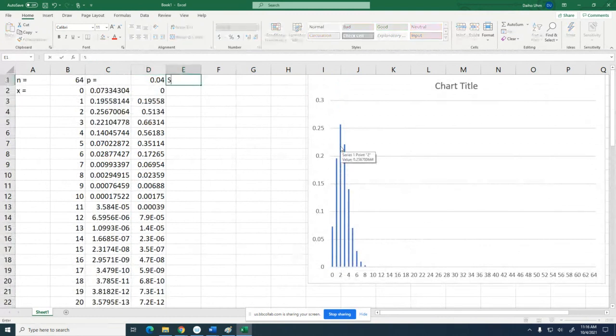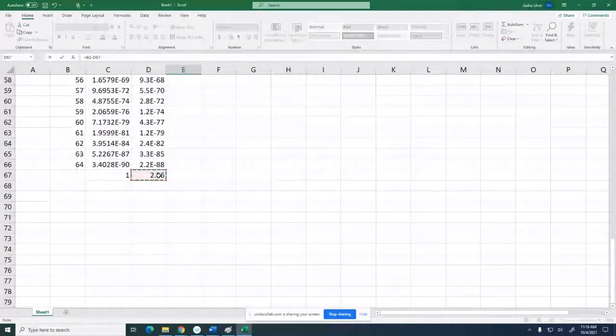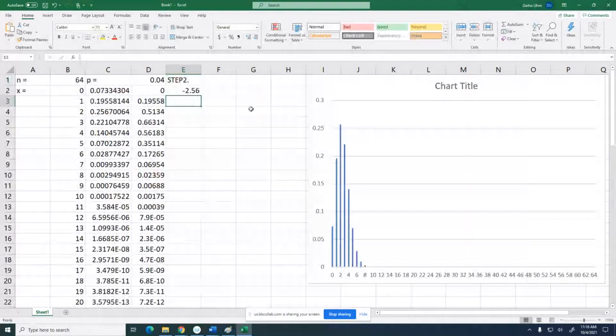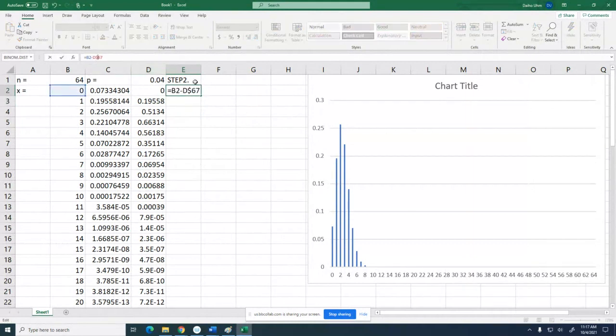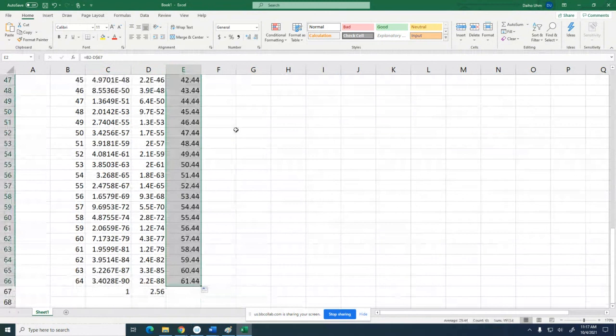In step 2, I have to take the difference minus the mean. It will be negative 2.56. Why? 0 minus 2.56 will be negative 2.56. Let me keep the line and copy down up to 64.